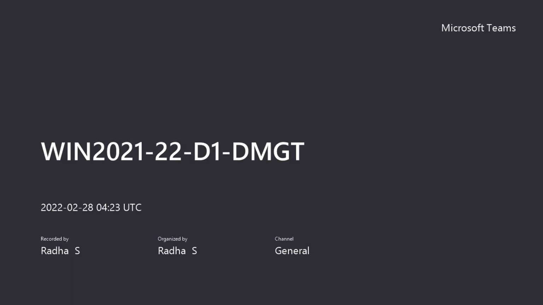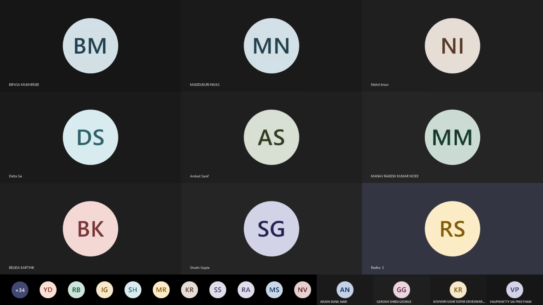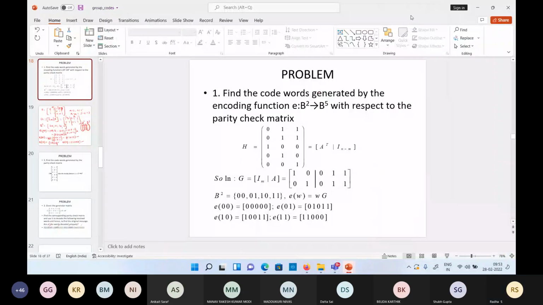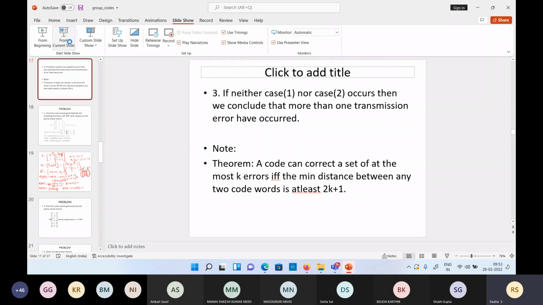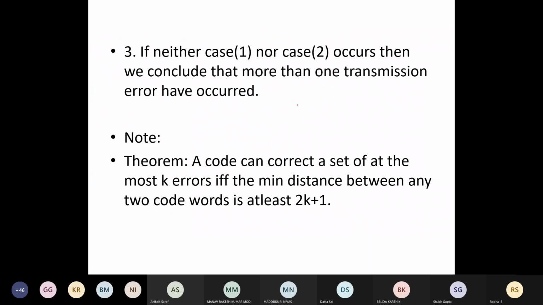I told you about the parity check matrix. Can you say what is generator matrix? Once we can just revise and then go. What is parity check matrix? Sorry, generator matrix is what?